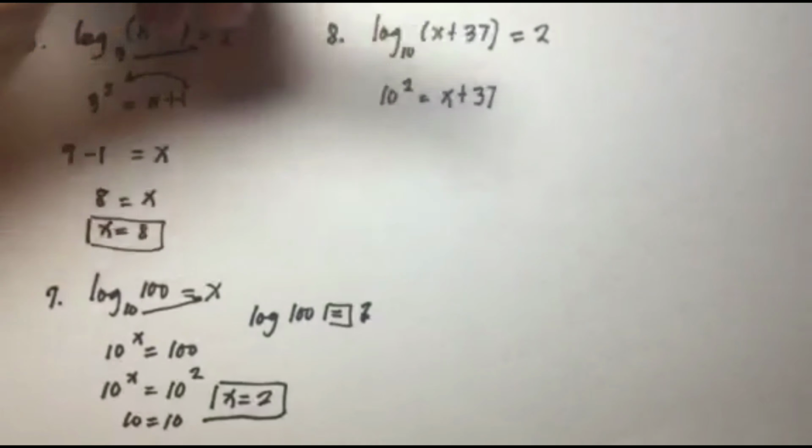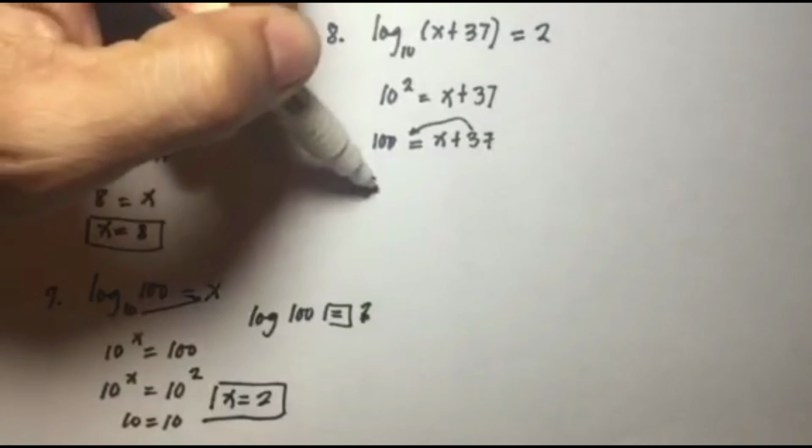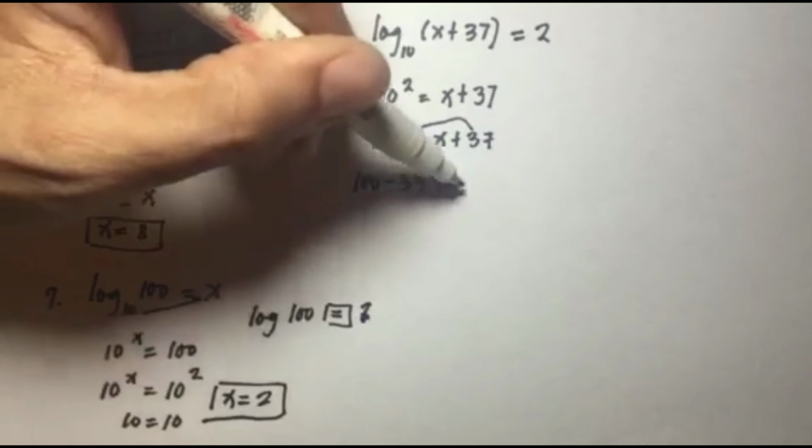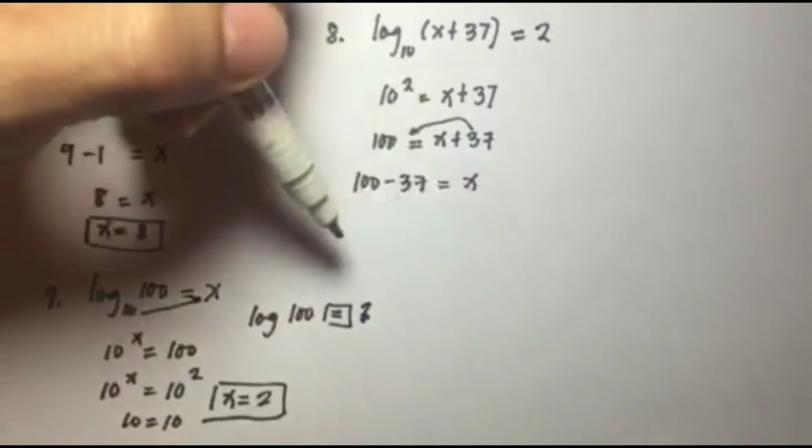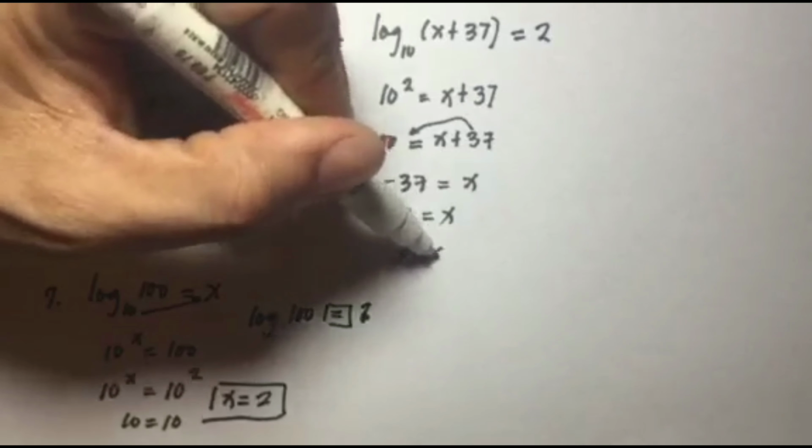So, dapat x lang maiwan dito, no? So, lipat na lang natin 37. That will be 100 minus 37 equals x. So, 100 minus 37, that is 63 equals x. So, your x is 63.